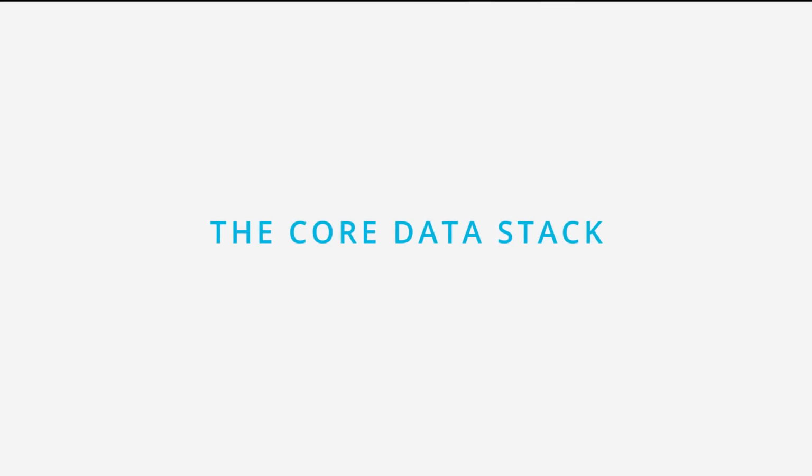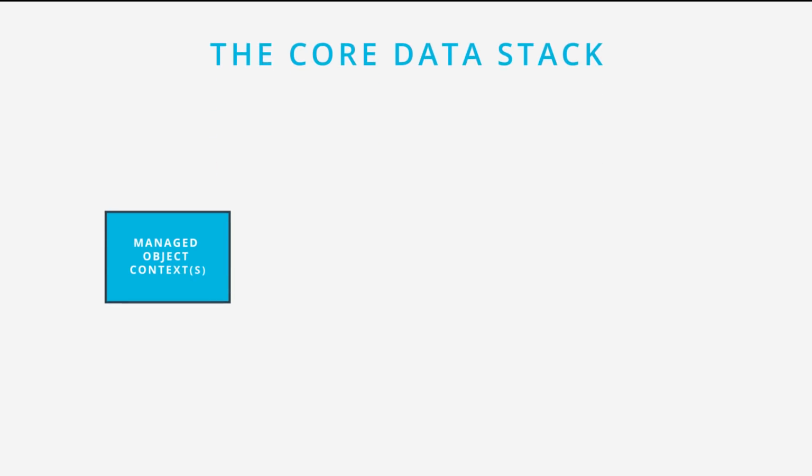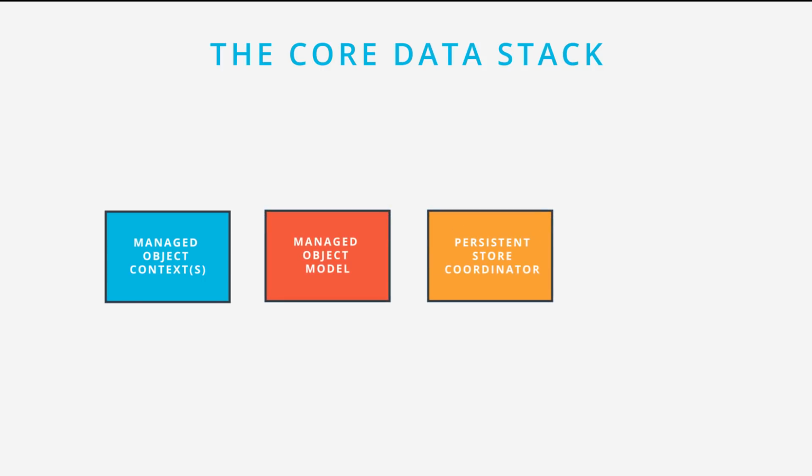Core Data provides a set of classes that work together to manage your app's data layer. Together, these classes are known as the Core Data Stack. The four parts of the stack are one or more managed object contexts, the managed object model, the persistent store coordinator, and the persistent container. Let's look at each of these in turn.